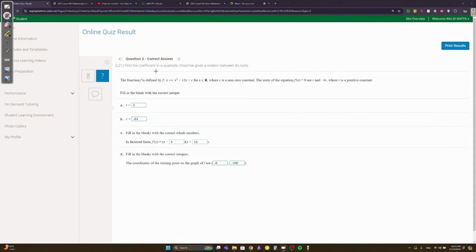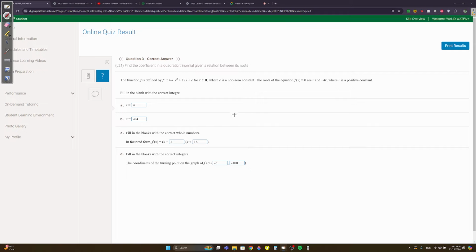This came in the CA, I remember. The function f is defined by f of x is equal to x squared plus 12x plus c. The roots of the equation f of x equals 0 are minus r and minus 4r. Honestly, when I was solving the exam, I found an easier way to do it than the way I gave in the earlier video. C over A is the product, the sum is minus B over A. That's perfectly fine, by the way.